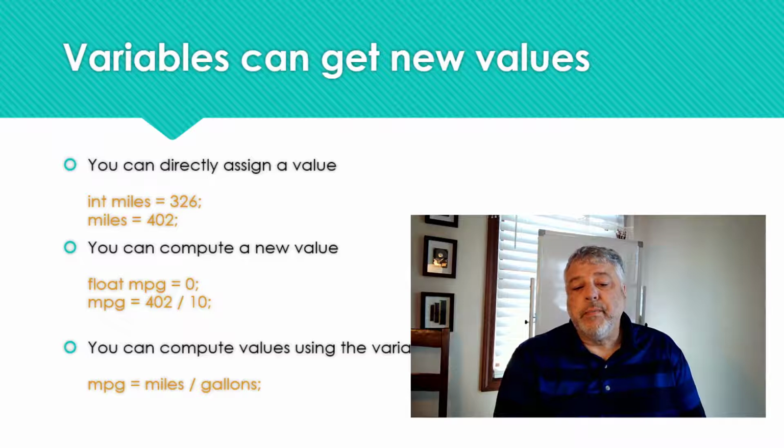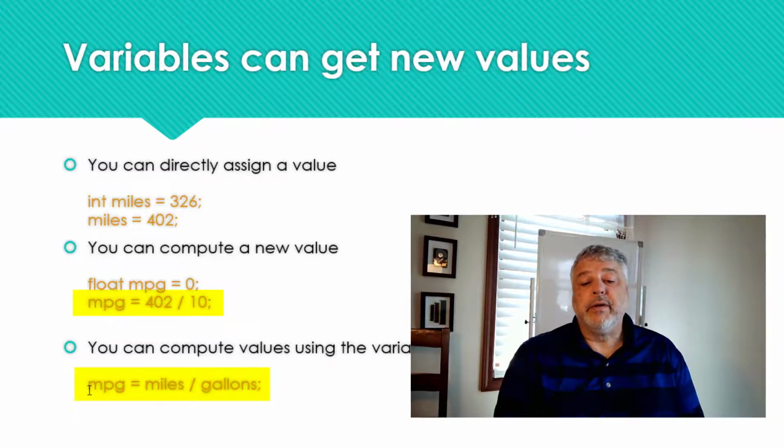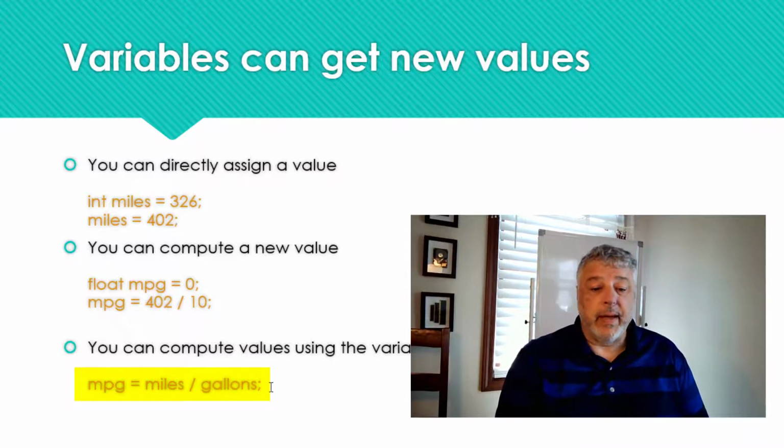We can also compute values using variables themselves. So instead of saying MPG is equal to 402 divided by 10, I could say MPG is equal to miles, whatever they happen to be, divided by gallons, whatever that happens to be.